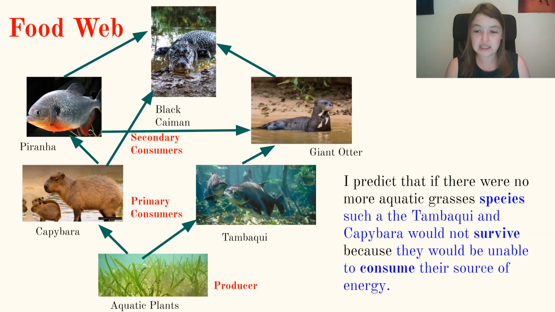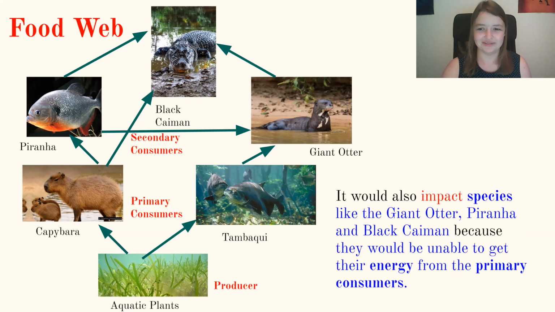Did you also predict that you think that the primary consumers would not be able to survive? They would have no energy? Brilliant. Well done. It would also impact species like the giant otter, piranha, and black caiman, because they would be unable to get their energy from the primary consumers. So we're talking about the fact that without any plants, the whole food web and the ecosystem itself starts to fall apart, and we start to see some of our species decline and die. And this is some of the real issues that we are facing in the world today.